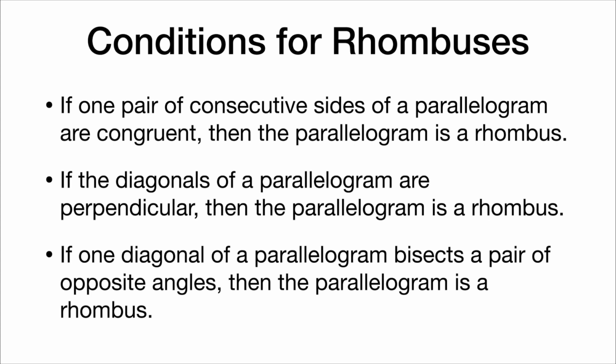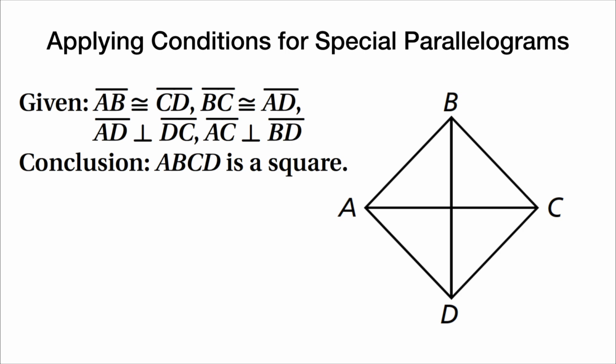So now let's apply some conditions for special parallelograms. Oh, wait, you might be asking, what about the square? This has the conclusion it's a square, but we didn't talk about it. Why would that be? The answer is very simple. With a square, it has to be at least one condition from rectangles and one condition from rhombuses that would prove it. So in this case, let's look. This says we are given that AB is congruent to CD. So I'm going to mark that up right now.